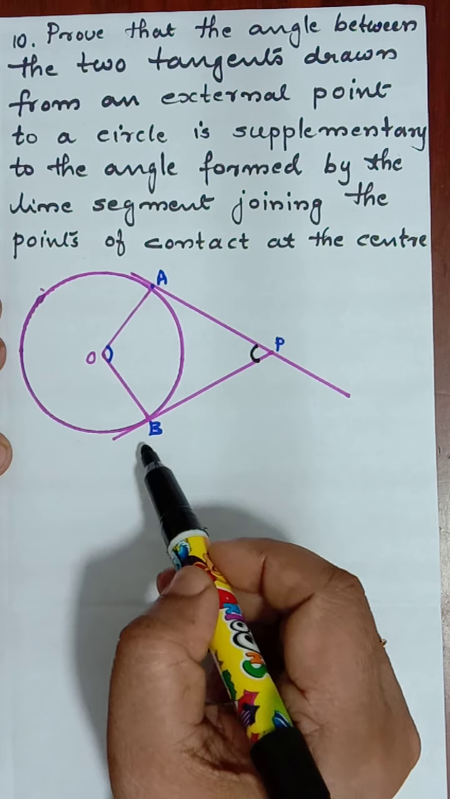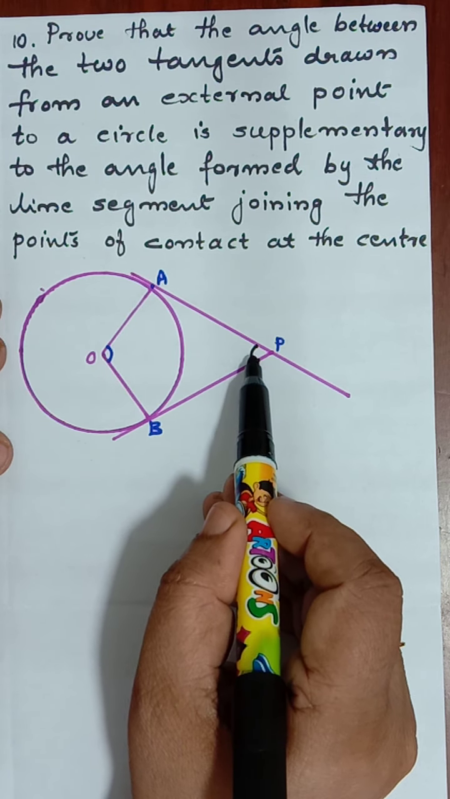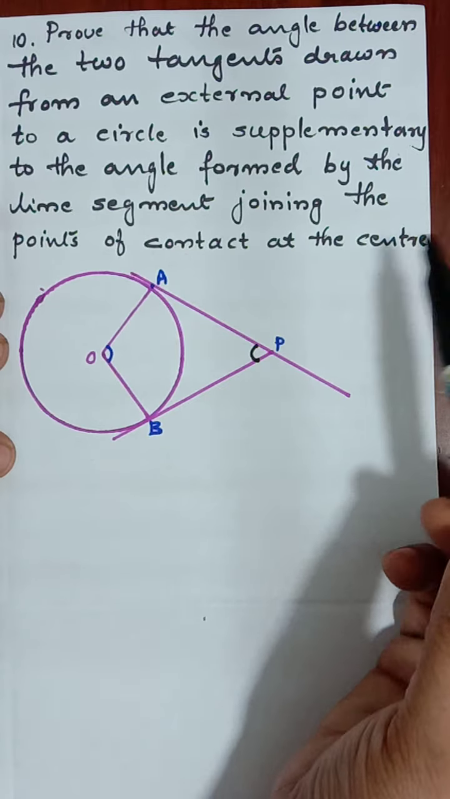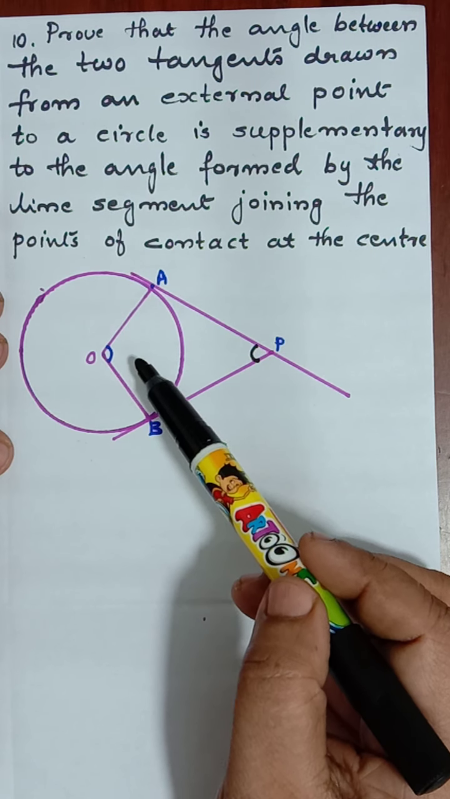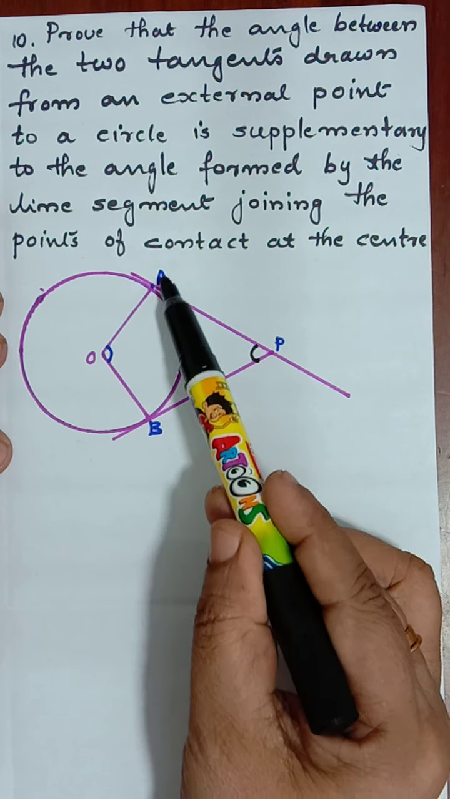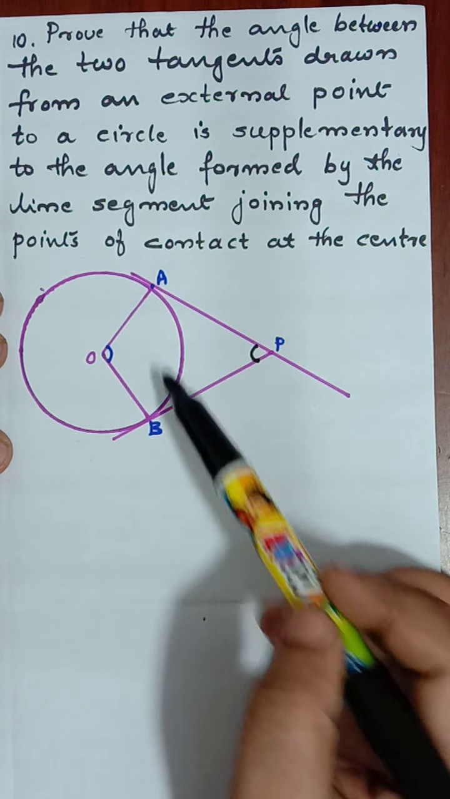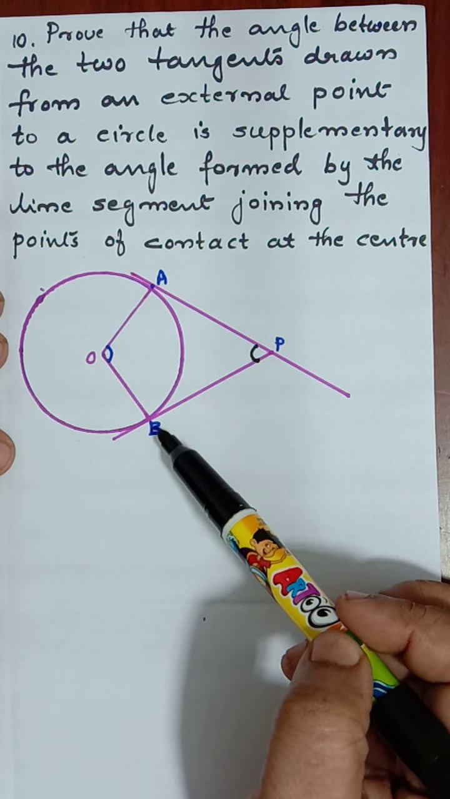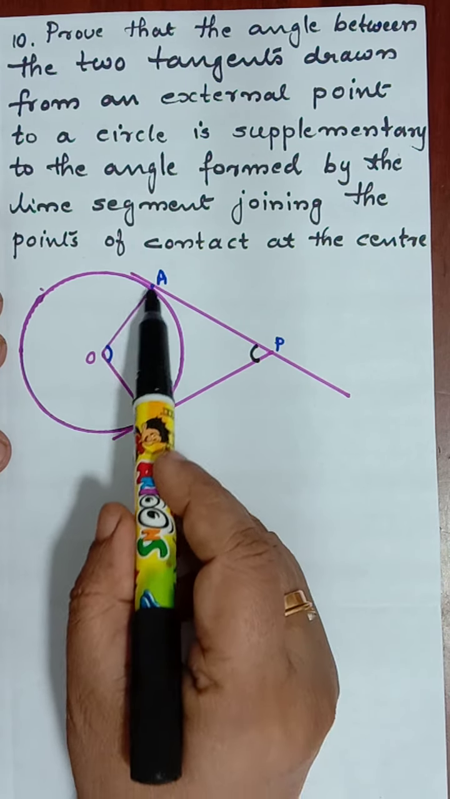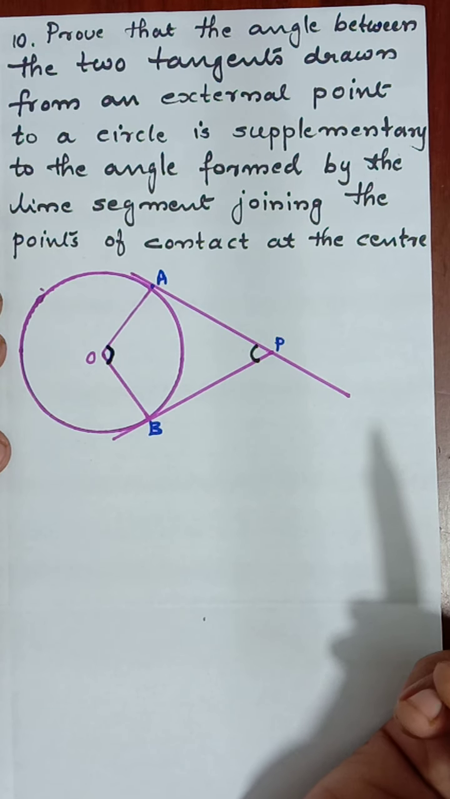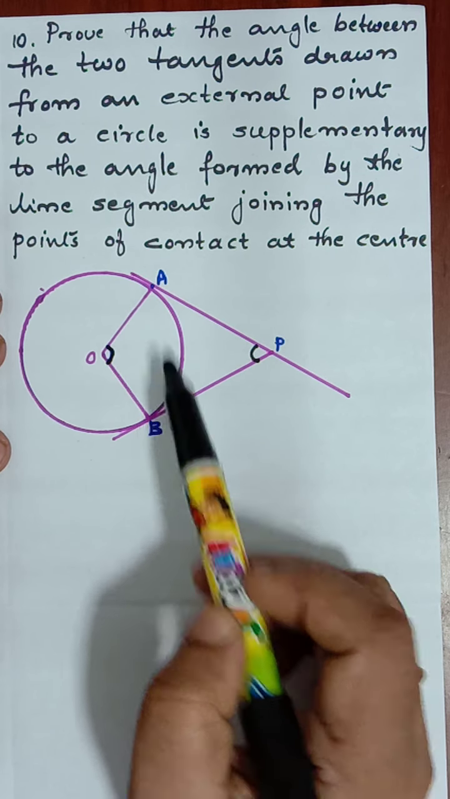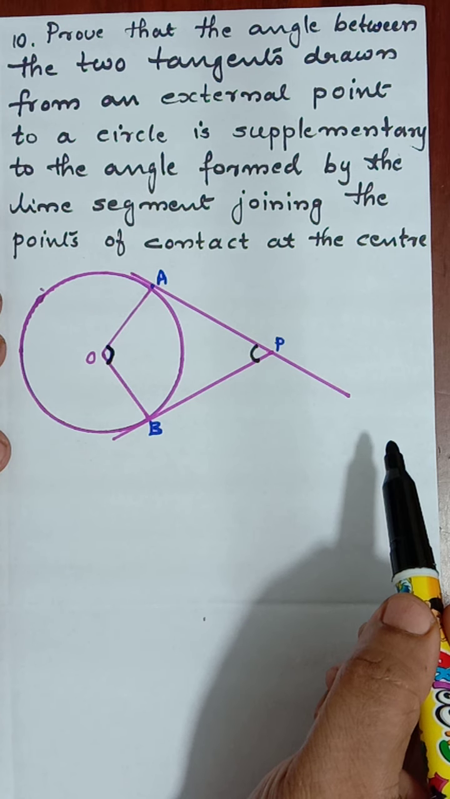So AP is a tangent, BP is a tangent, forming an angle APB to the circle. It is supplementary to the angle formed by the line segment joining the point of contact at the center. From the center, the line segments joining the points of contact are OA and OB. A and B are the points of contact. The angle formed is AOB. So here we have to prove that angle AOB plus angle APB equal to 180.